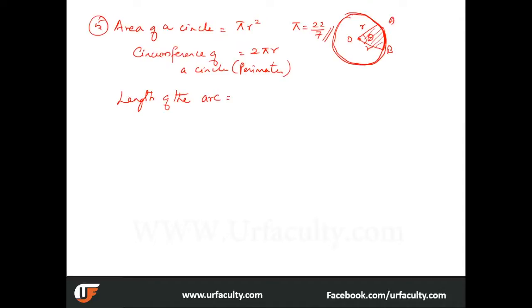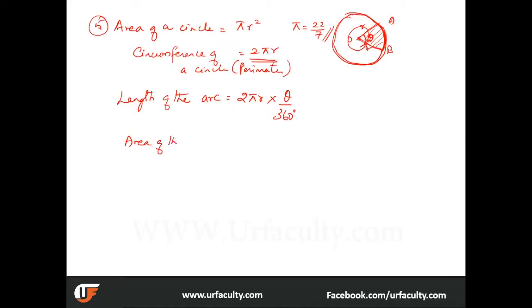is equal to, so we know that for a circle the circumference is equal to 2 pi r. So length of the arc, please remember, it is 2 pi r into, since the angle subtended at the center is theta, we need to multiply it by theta by 360. 360 is because the entire angle will be like 360. So theta by 360 into 2 pi r. So that's the length of the arc.